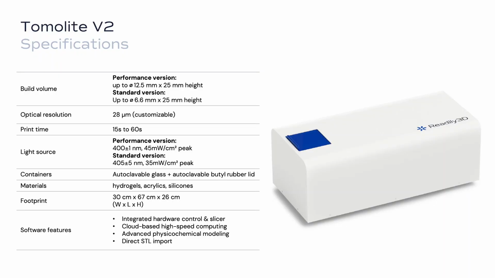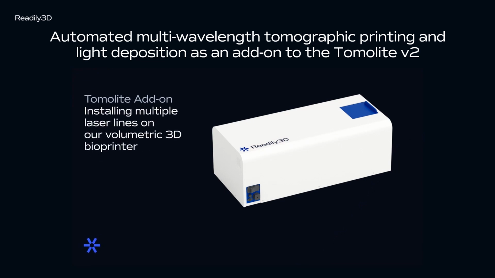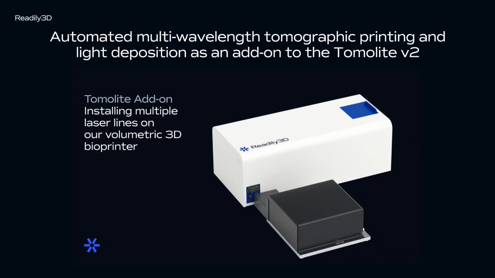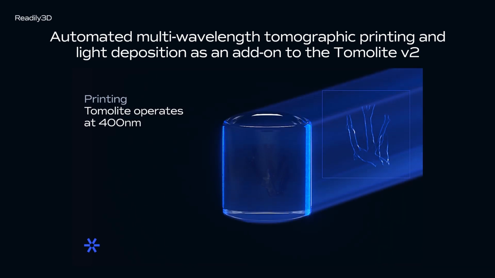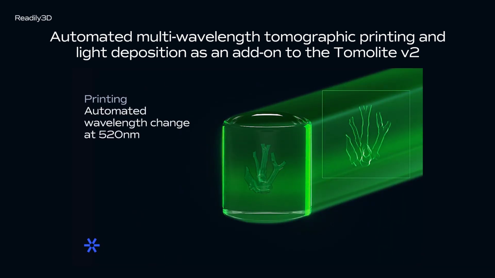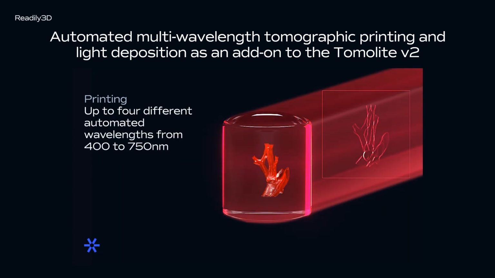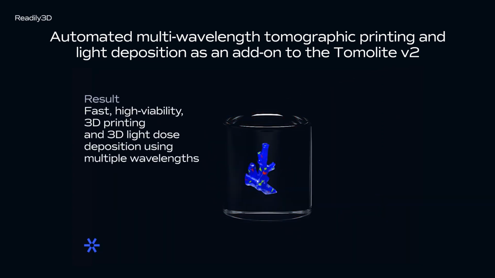Our main product is the Tomolite V2 bioprinter. It comes in two variants and features a 28 microns pixel size, an adaptable build volume, and a light source at 400 or 405 nanometers depending on the model. The Tomolite is a modular machine, and Readily 3D already offers a multi-wavelength laser as well as a high-resolution camera add-ons. Any future module will be retro-compatible with the Tomolite V2.